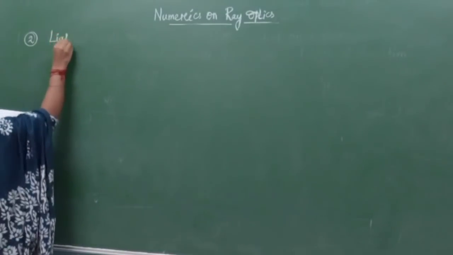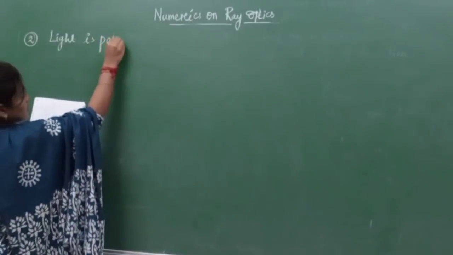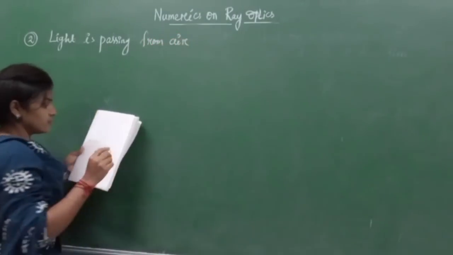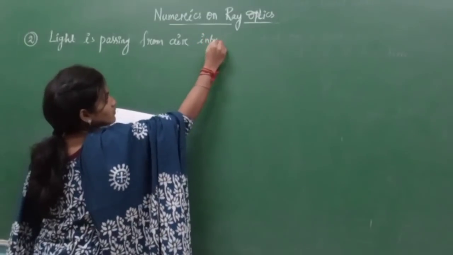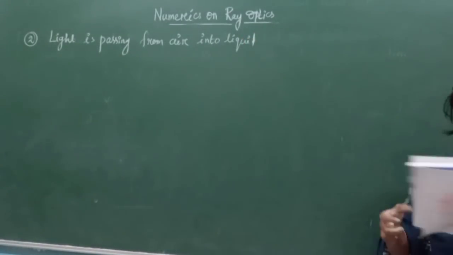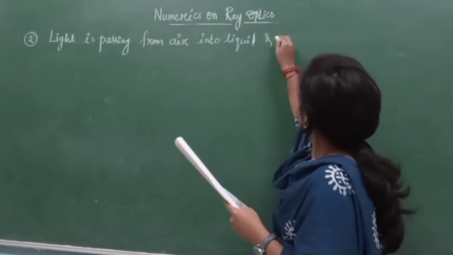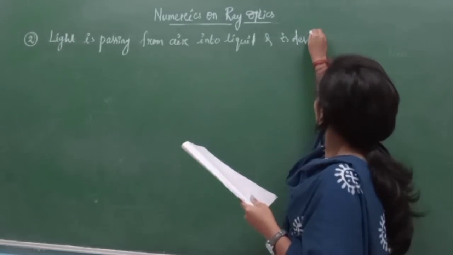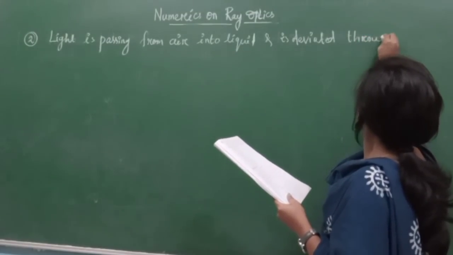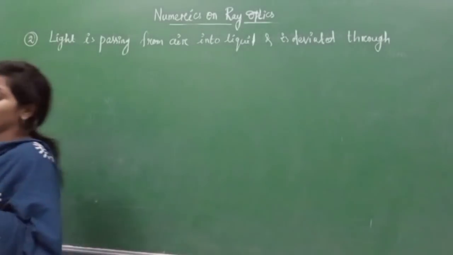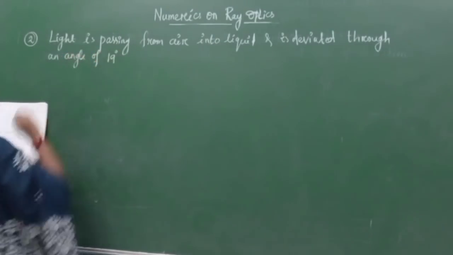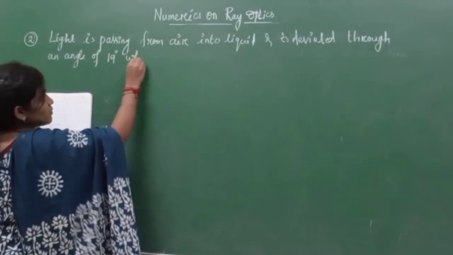Light passing from air into a liquid medium is deviated through an angle of 19 degrees when the angle of incidence is 52 degrees.